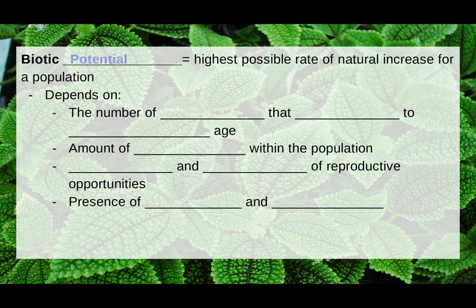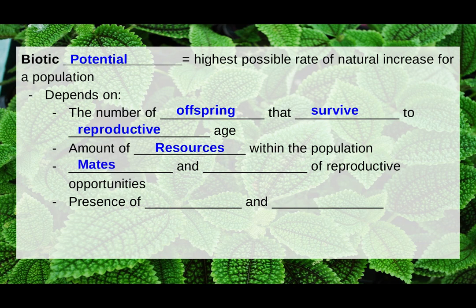Okay? Populations could live up to their biotic potential. That's the highest possible rate of natural increase for a population. So if there's no limits to that population, how high could that population increase? It does depend on some things. Biotic potential is held back by the number of offspring that survive to a reproductive age. It's also limited by the amount of resources in a population, the number of mates, and the number of reproductive opportunities, as well as the presence of disease and predators.